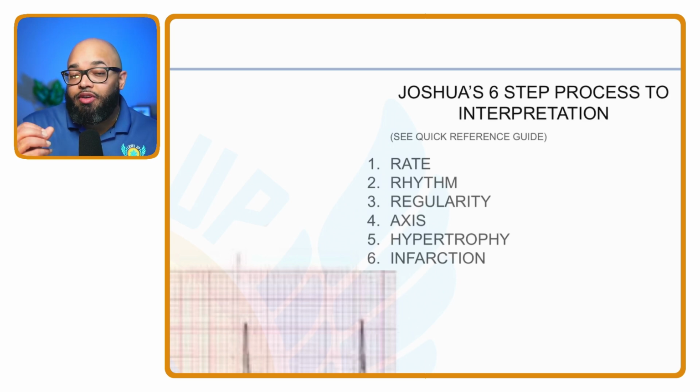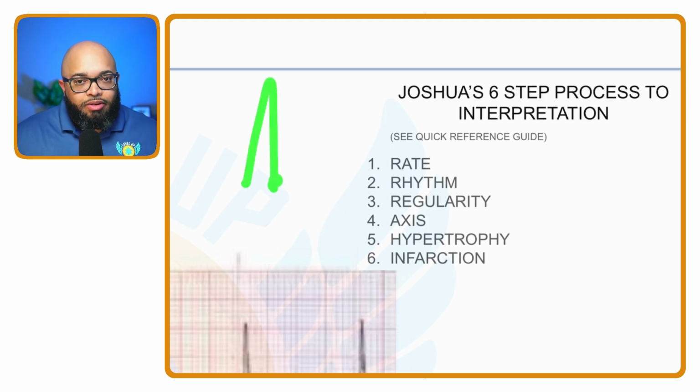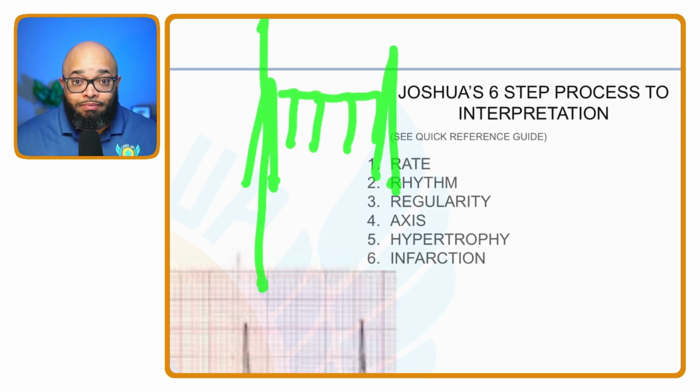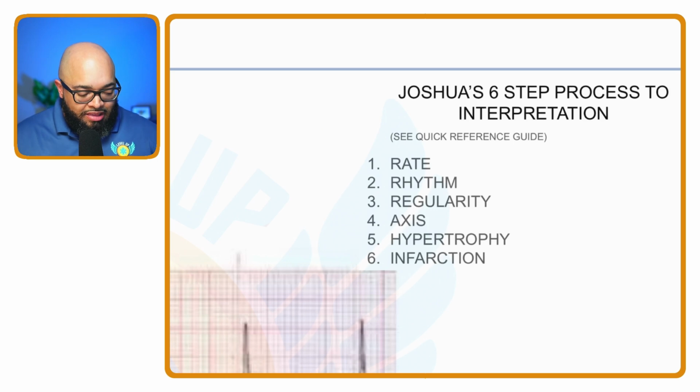Some things you'll be able to figure out just by knowing the rate, right? Most of the time we're going to use the 300 method. We start at one R wave, try to find one that lines up with a solid line, and count the number of big boxes over until we get to the next R wave, okay? So that's using the 300 method.